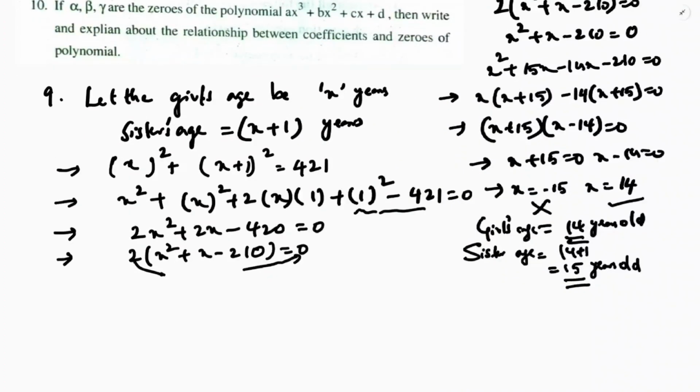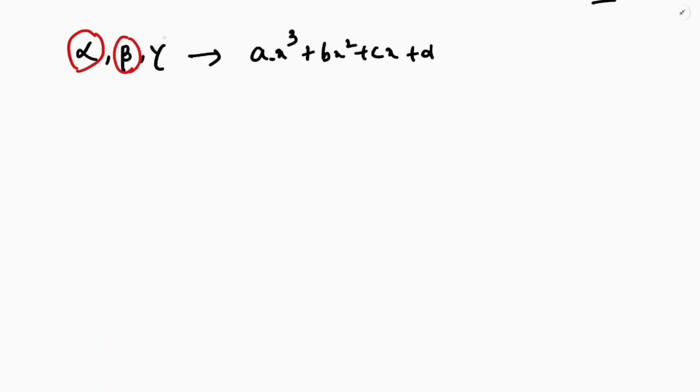It's a standard cubic equation ax cube plus bx square plus cx plus d. If alpha, beta, gamma are the zeros of this cubic polynomial, then write and explain the relationship between the coefficients and zeros of the polynomial. So we need to write the formulae here. Alpha, beta, gamma are the zeros of ax cube plus bx square plus cx plus d. So these are the three zeros, alpha, beta and gamma.